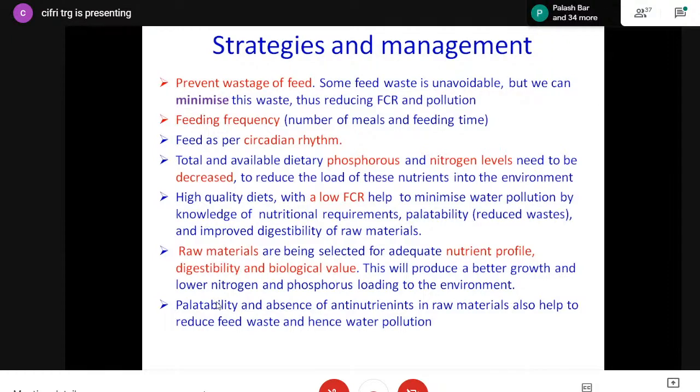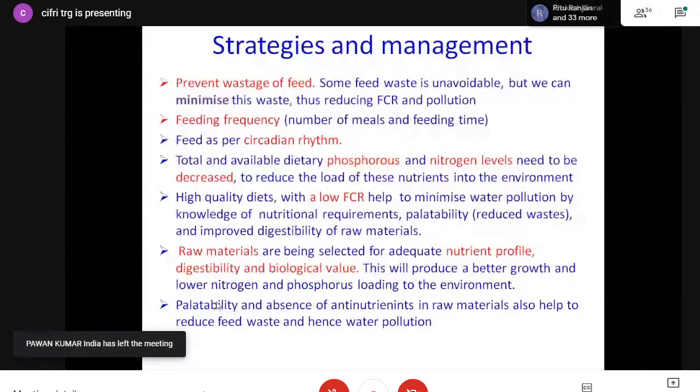Suppose a feed has a high protein content, for example leather meal or feather meal. If we include that for a carp or any omnivorous fish, they will not be able to digest it, because they do not have the stomach part which requires stomach digestion. So we should take care of the selection of ingredients for a particular fish species.